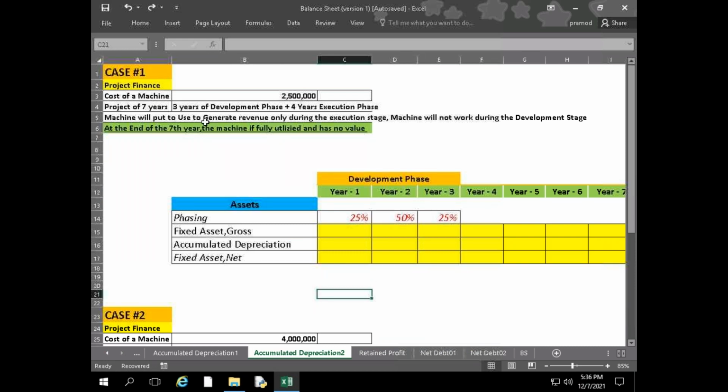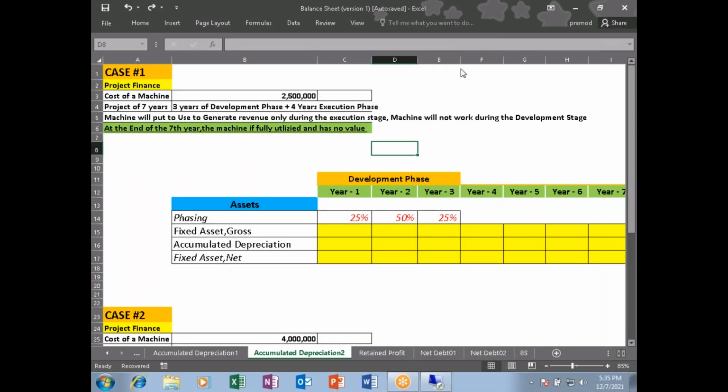See, you should read now. The cost of the machine is given as 25 lakh. It is a project of 7 years, 3 years of development phase plus 4 years of execution phase. Whenever the machine is put to use to generate revenue, it is only during the execution stage. So they are telling that only in this execution stage will the depreciation happen. The machine will not work during the development stage.